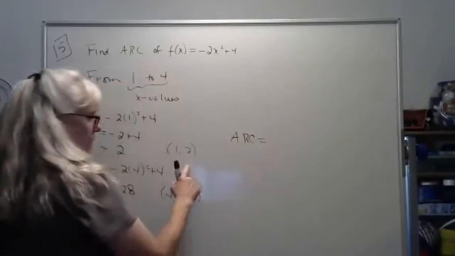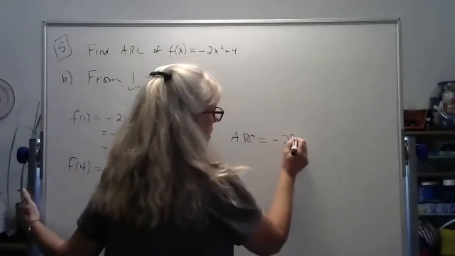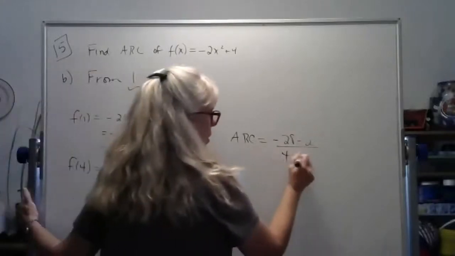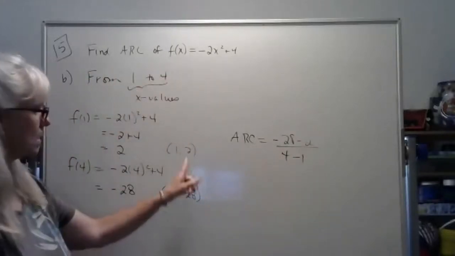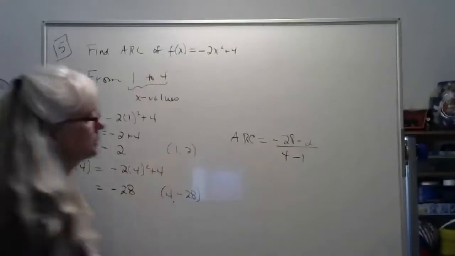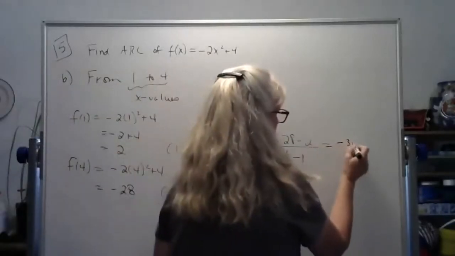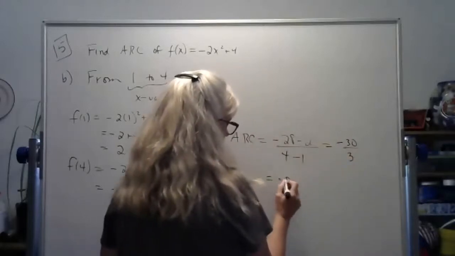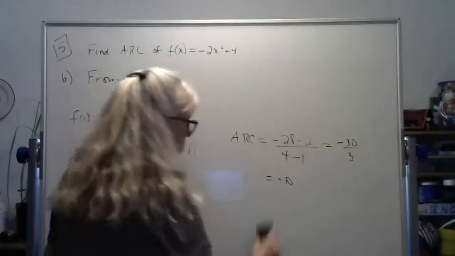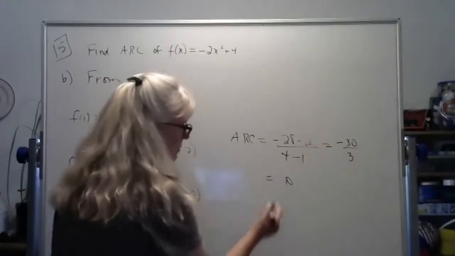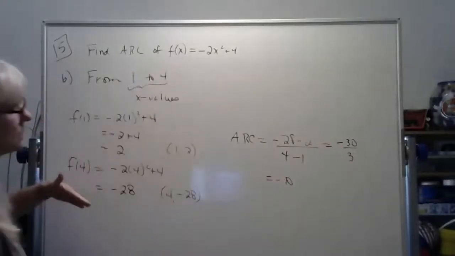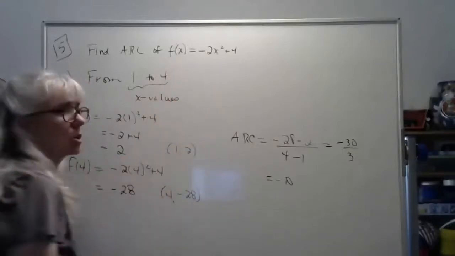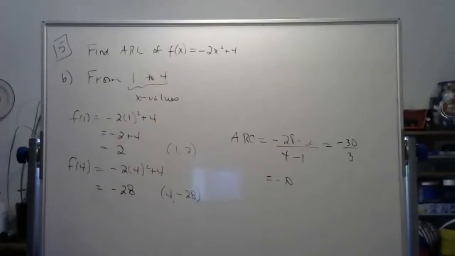So it's the change in the y values, that's negative 28 minus the 2, over the change in the x values, that's 4 minus 1. So negative 28 minus 2 over 4 minus 1 gives me negative 30 over 3, which sure enough gives me negative 10. So it's still a decreasing slope, but it's much steeper at negative 10. Between these two x values, our curve has gotten a lot steeper in terms of the curvature. And that's average rate of change.